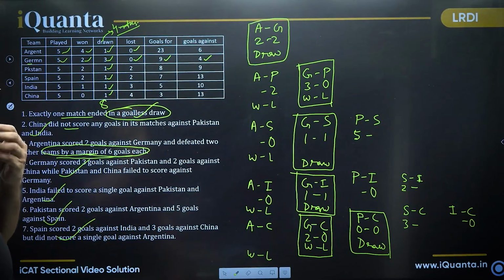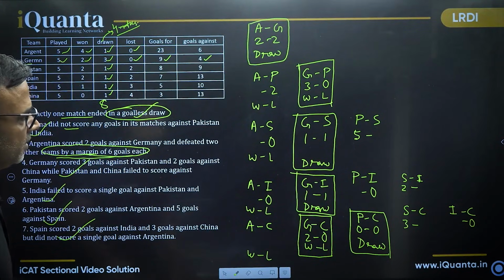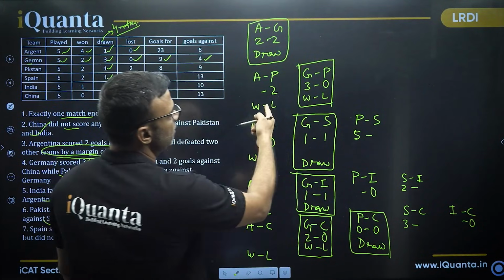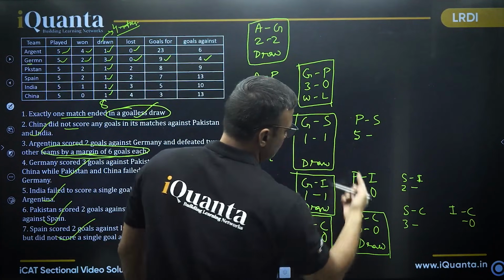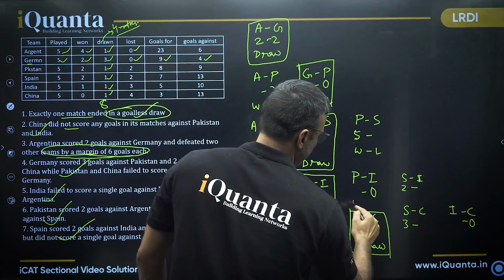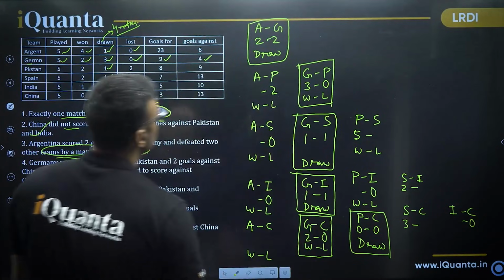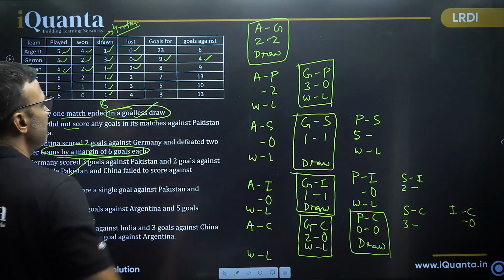Then Pakistan, 2 wins, 1 draw, 2 losses. If you see Pakistan, 2 losses are here and Pakistan's 1 draw is here. So these 2 matches have to be won by Pakistan. Very good. So we have used this information as well.